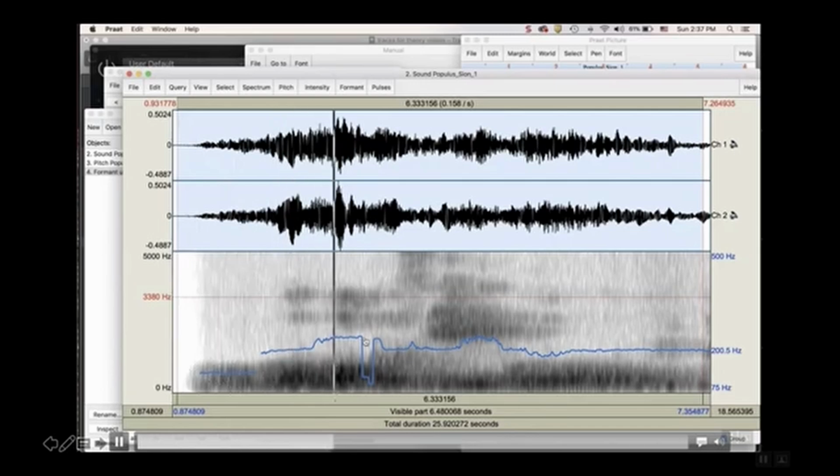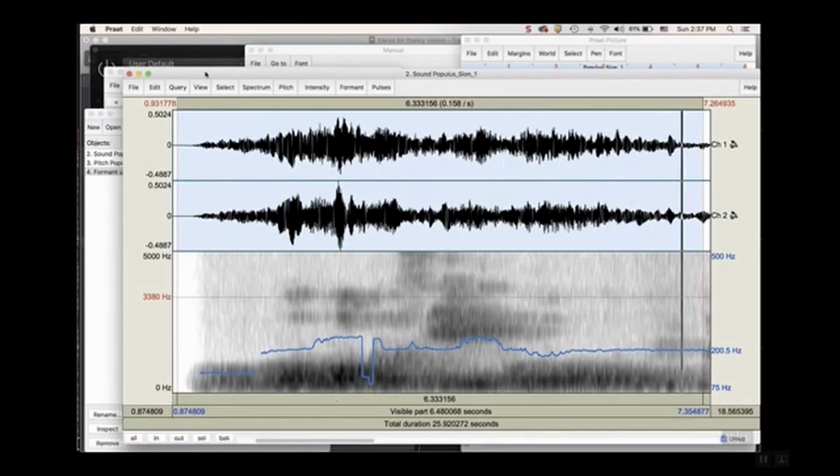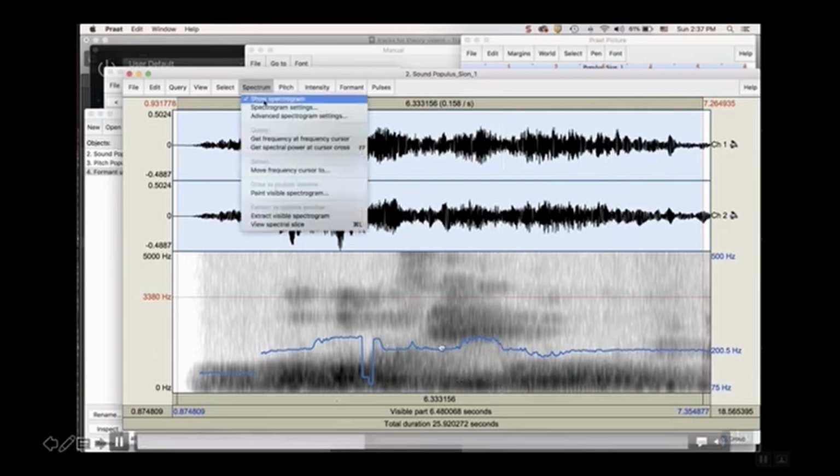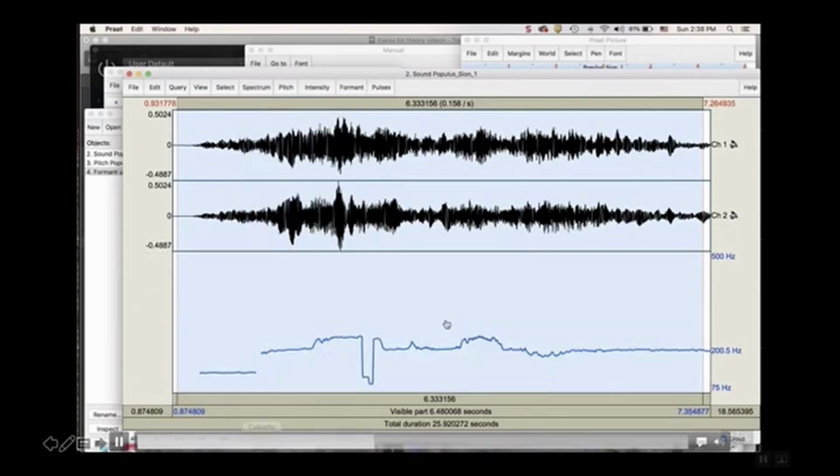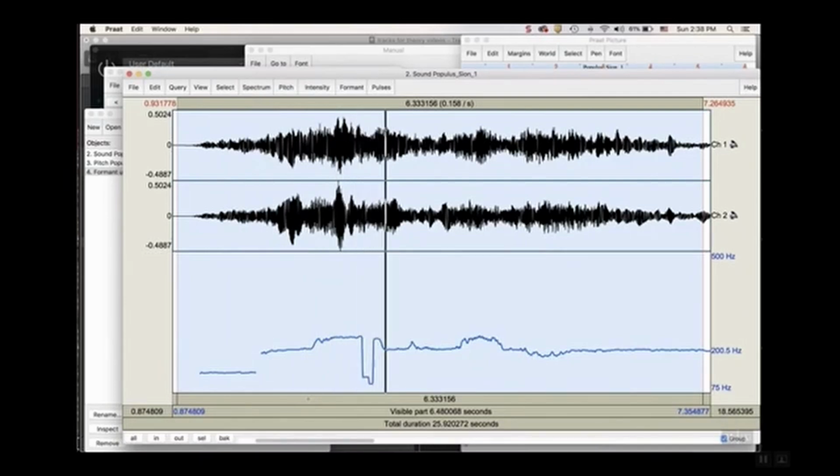Now this is the pitch representation. So in here you see the main pitch is there, but you have some upper frequencies in there. We're going to see those as formants. Okay, so that's just pitch by itself. Now we're going to look at intensity with a green line.